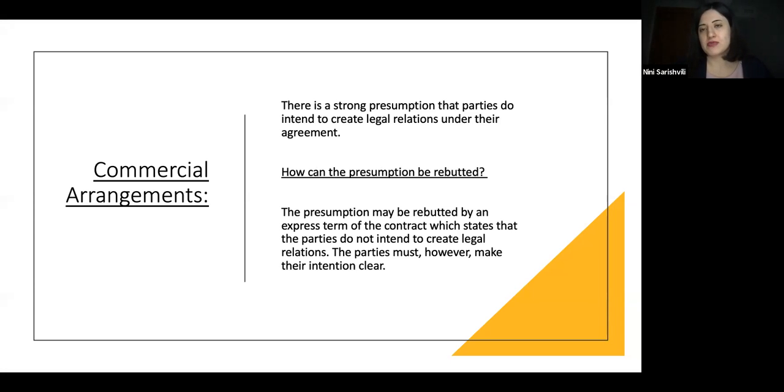In case of commercial arrangements, it's a lot easier to prove to the court that there was intention to create legal relations. Usually, it's automatically assumed. But in a problem question that you get on your exam, it's very important that you mention this. You have to identify whether or not the case scenario given to you is a commercial arrangement or a domestic arrangement, and say whether or not intention to create legal relations is present and why.